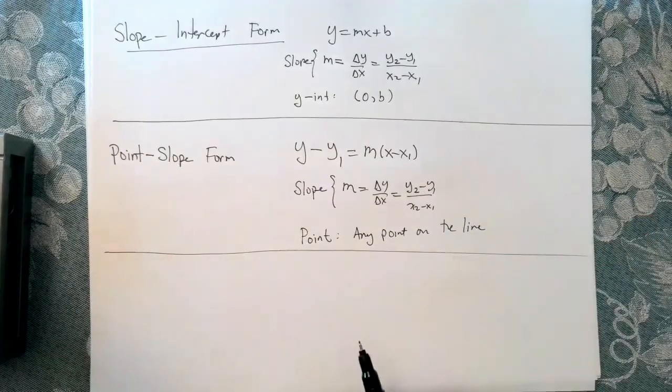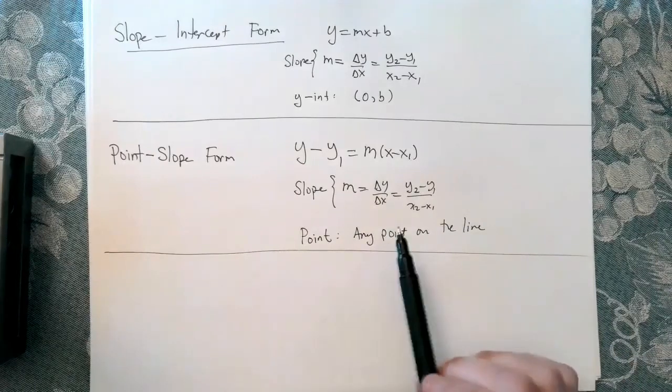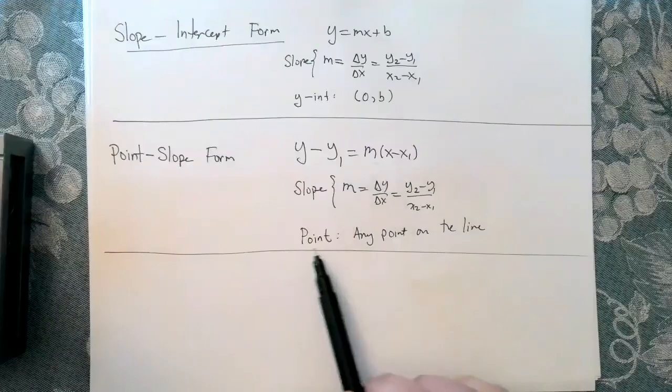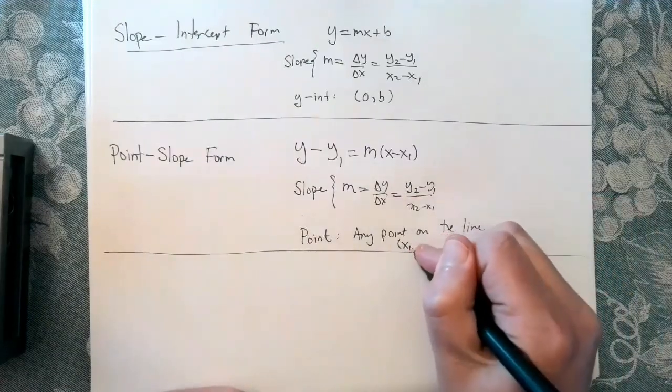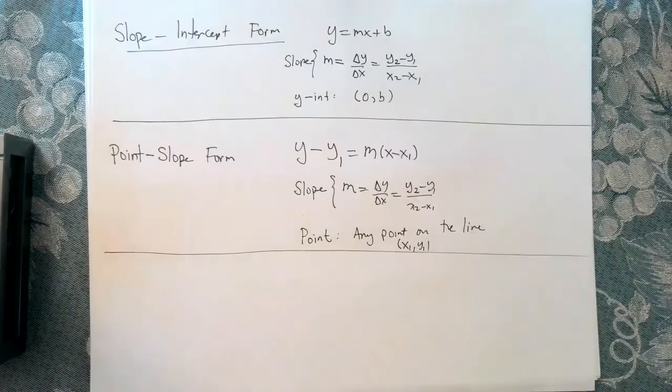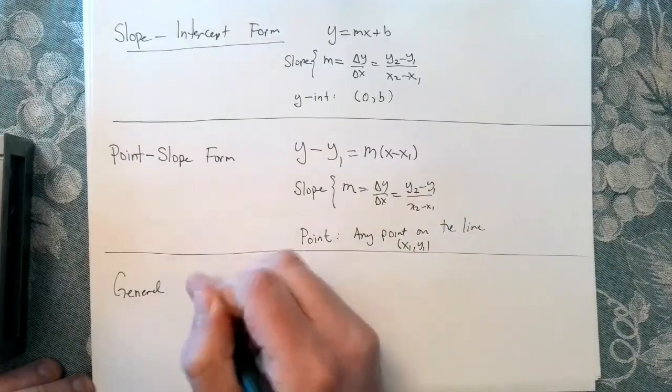So if I was in a situation where I knew 10 points and I didn't know what to do, you could choose any of those 10 points, and that will be just fine for your point. And again, that corresponds to x1, y1. And then there's this last form we talked about, this general form.